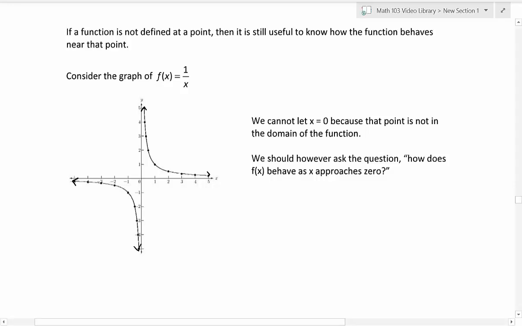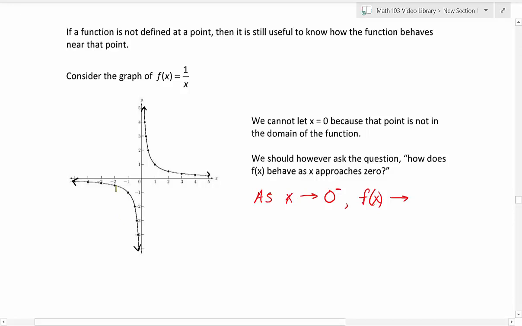Well, x approaches 0 either from the left side or from the right side. We're going to look at these two sides independently. We'll start with x approaching 0 from the negative side, which would be the left. So as x approaches 0 from the left, we want to talk about how f(x), or the y value, behaves.